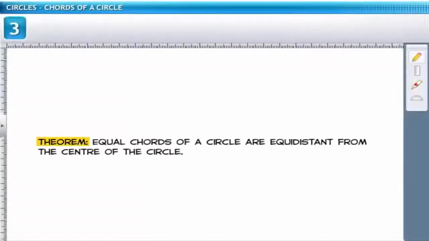Based on this observation, we arrive upon a theorem. Equal chords of a circle are equidistant from the center of the circle.